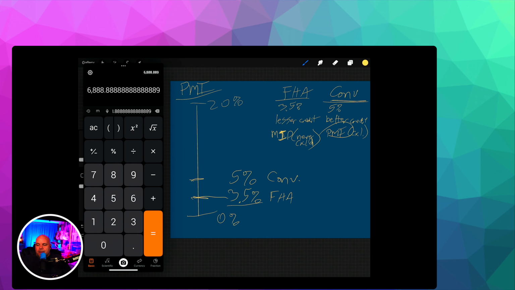So a conventional loan with less than 20% down charges PMI. An FHA loan with less than 20% down includes MIP. And then a VA loan is guaranteed by the government, while the FHA loan is insured by the government. It's insured through this MIP. The VA loan is guaranteed by the government.